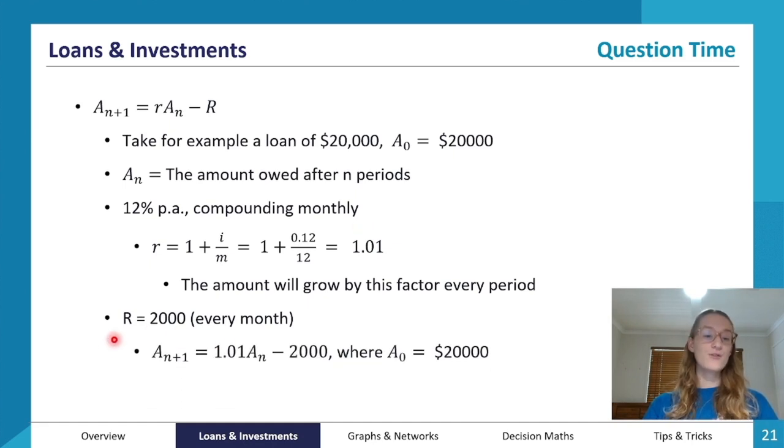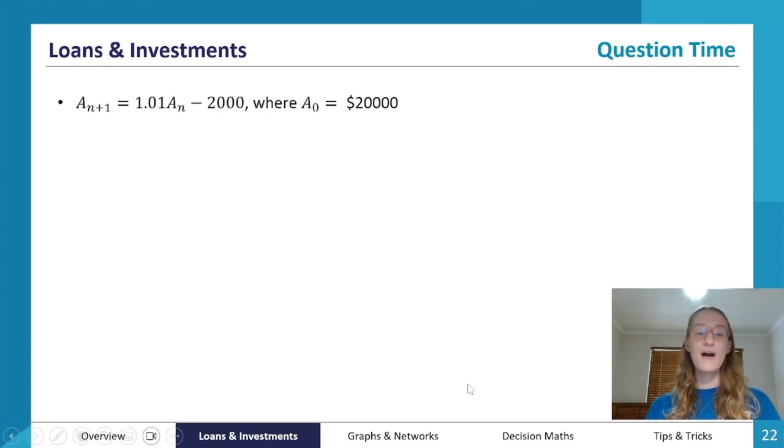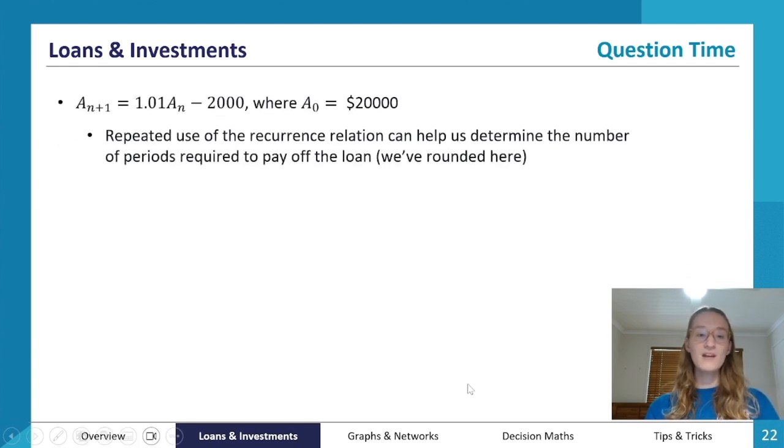And so now we have the recursive definition. So we have An plus 1 equals 1.01 multiplied by An, take 2,000, where the initial value was 20,000. And now we're going to have a look at how we would apply that formula.